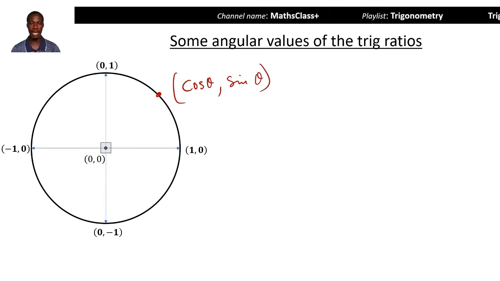Okay, this said, we shall look at the value of the angle when the angle is 0 degrees, when the angle is 90 degrees or pi over 2, when the angle is 180 degrees or pi, when the angle is 270 degrees or 3 over 2 pi, and then when the angle is 360 degrees or 2 pi. That's what we will be looking at.